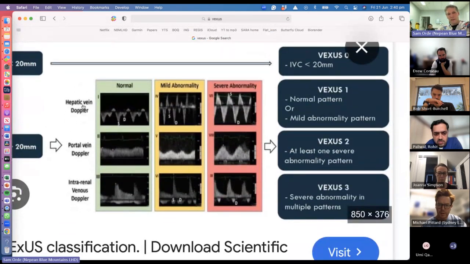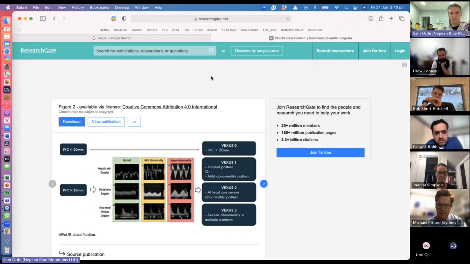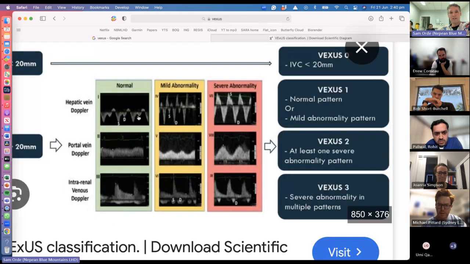Okay. So hepatic vein at the top, you've normally got systolic flow greater than diastolic flow. You then get systolic flow blunting, which is a mild abnormality, and you have a severe abnormality when there's systolic flow reversal. So that's the hepatic vein. And that gives you a score, which you can have of 0 if it's normal, 1 if it's severely abnormal.